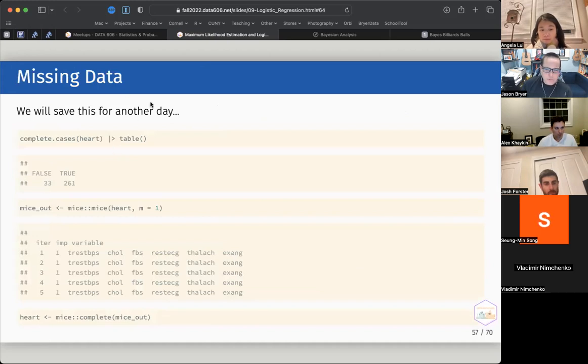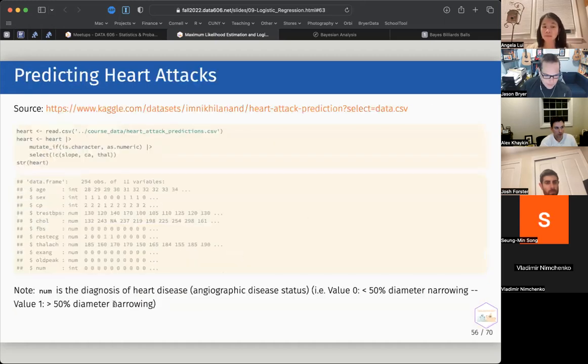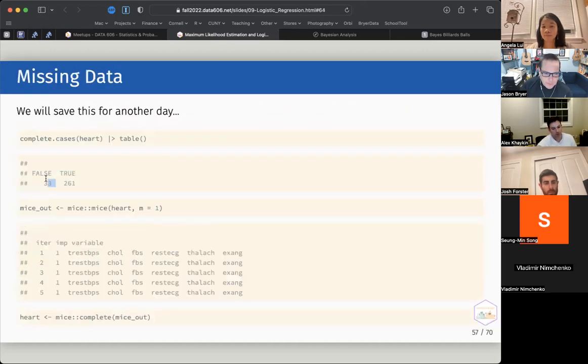Okay. So the first thing that we typically want to do is look at a simple contingency table. So in our heart data set, 261 are true, meaning they had more than 50% narrowing, or they have an indication of heart disease, and 33 did not. And so what we want to do is try to predict that.